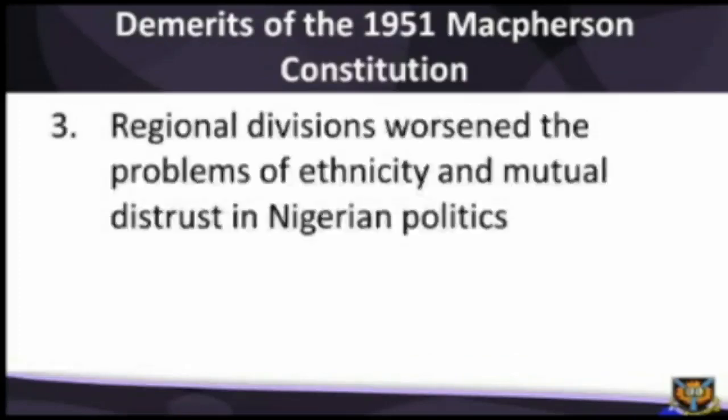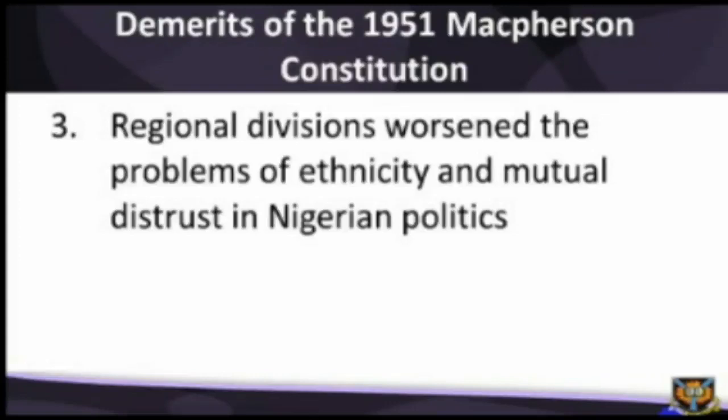The regional divisions worsened the problems of ethnicity and mutual distrust in Nigerian politics. No national political party commanded a majority in all the regions of Nigeria. Each of the three regions was controlled and run by the ethnic party of that region.